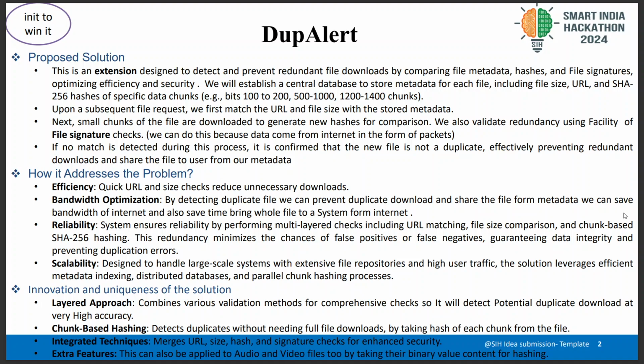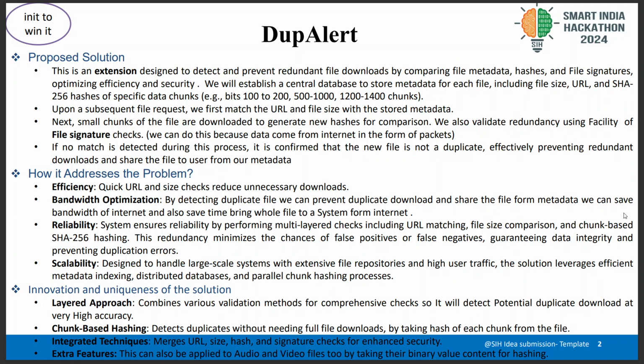The first is hashing. It takes a few chunks from the file, hashes them, and stores them in the database. So when a file is being downloaded, it will check those specific data chunks, create a hash for them, and double check with the already existing hashes in the database system.